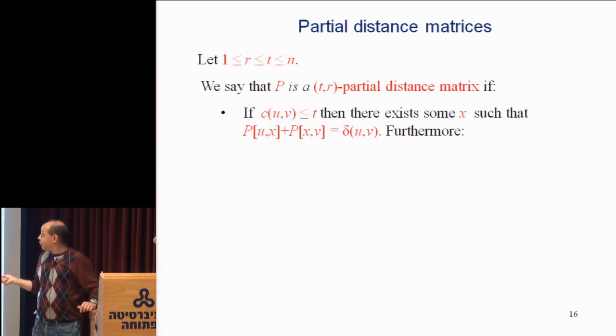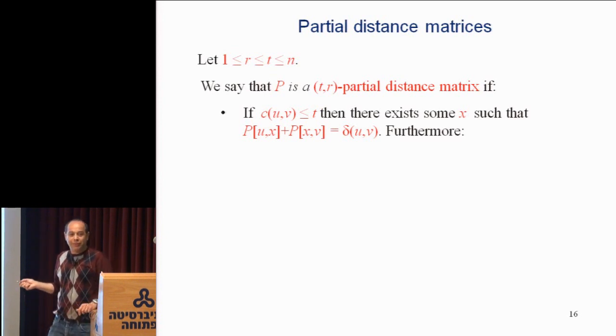You want that for all pairs of, why is this okay now? I mean, it should have been, I mean, what? Imagine that it always switched. Okay.